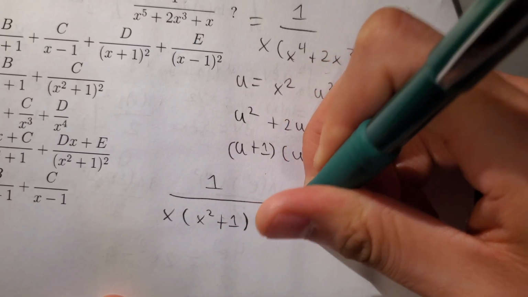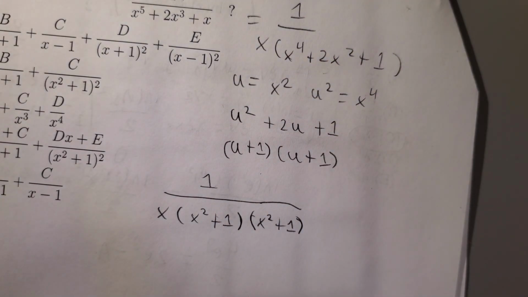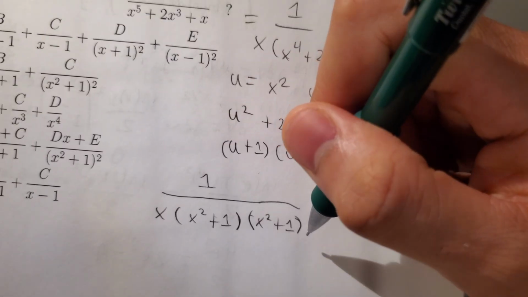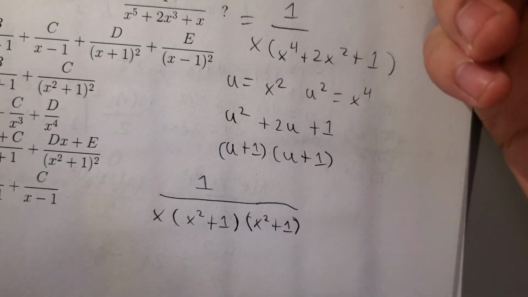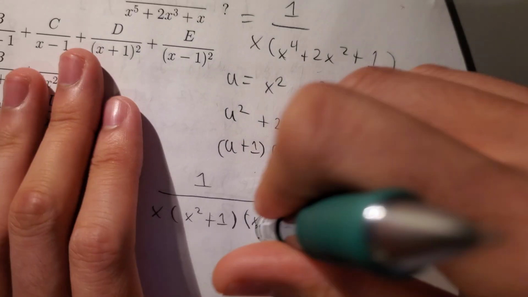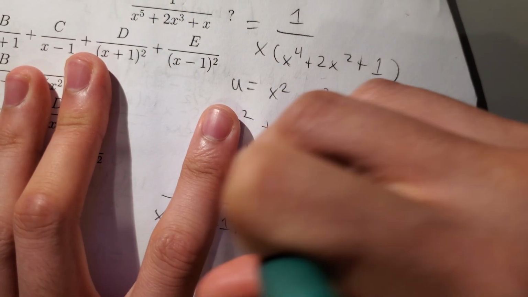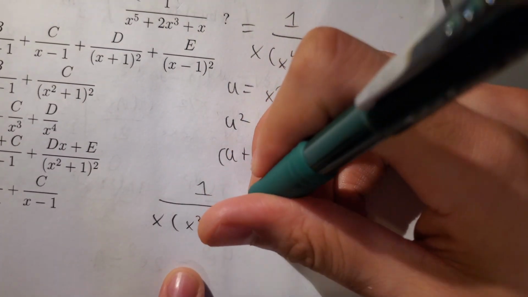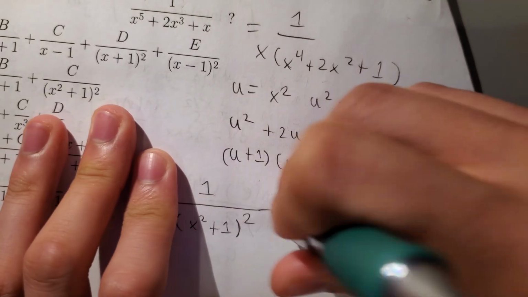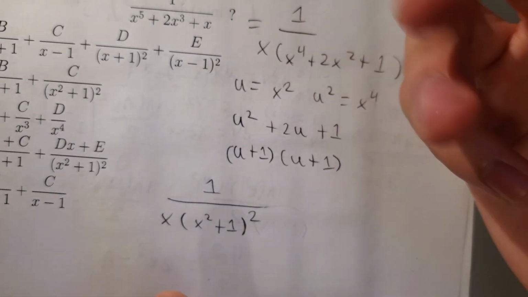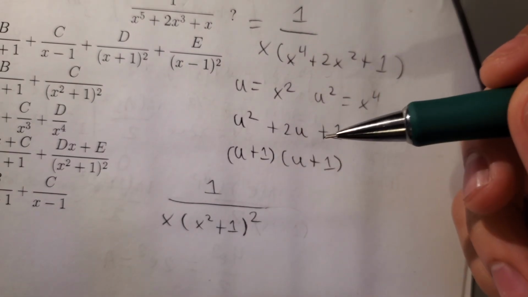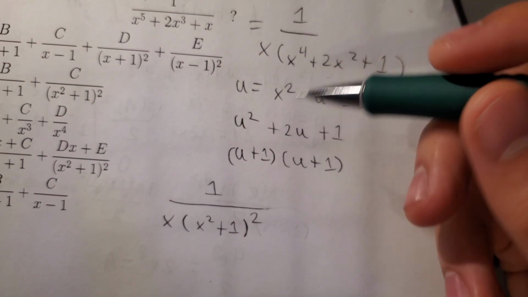x squared plus 1. Now, since we're doing a partial fraction decomposition, another thing you have to realize is we have a duplicate here. This x squared plus 1 and x squared plus 1 is the same thing. So we're going to have to merge this back into 1. So you end up with 1 over x times x squared plus 1 squared. Now, if they were two different expressions, then we can keep them separated and do different things for them. But since they're the same, we have to put them together. And I'll explain why in a second.